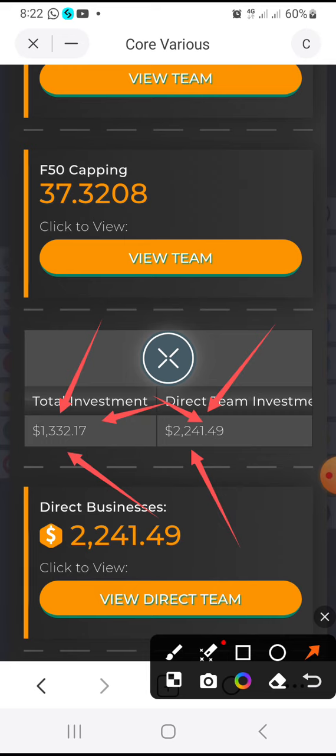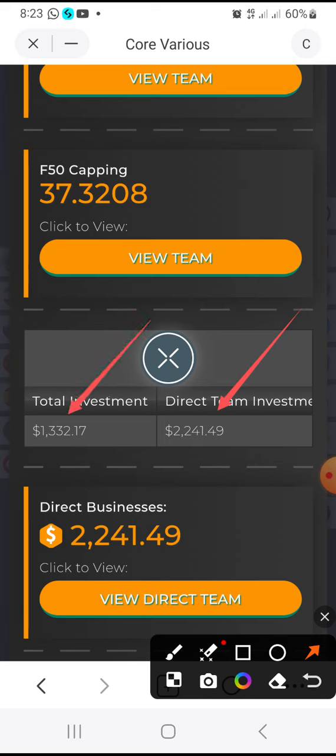What does it mean? It means that whilst here is growing, you should also grow here. Whilst the direct team volume is growing, you should also grow your investment. Whilst you are building your team, bringing people on board, and they are putting in money and your direct team volume is increasing, you need to increase here. And here is 2x. Anytime here moves by 2, make sure you increase this to be half of this.